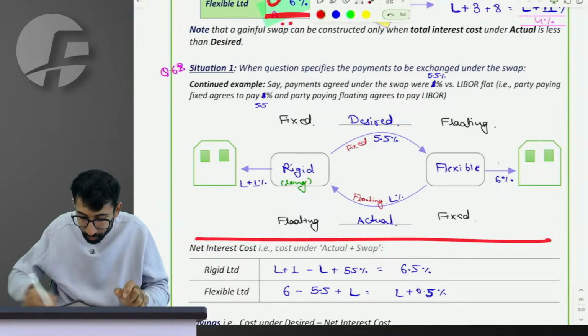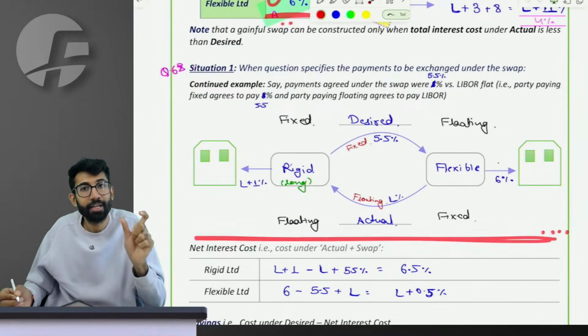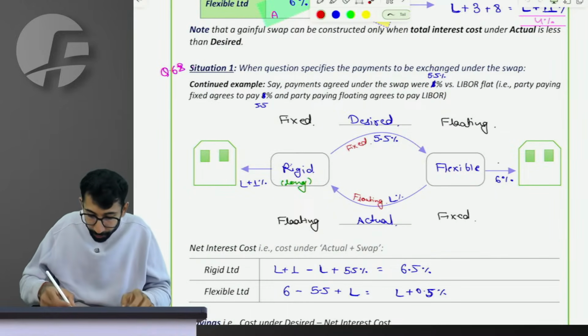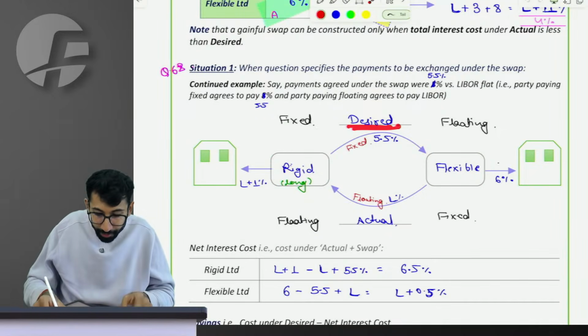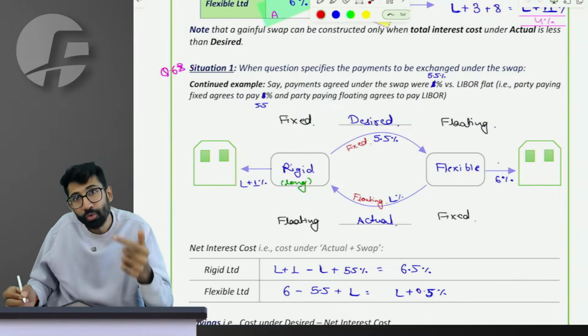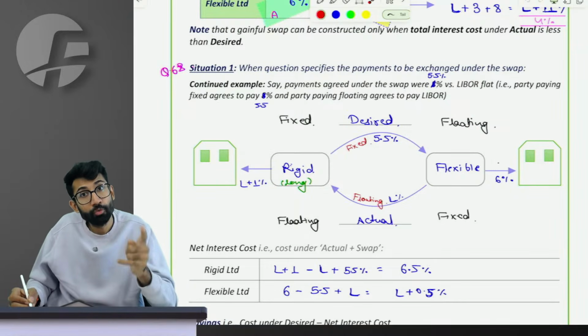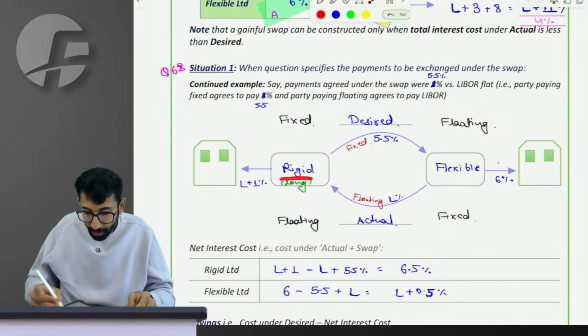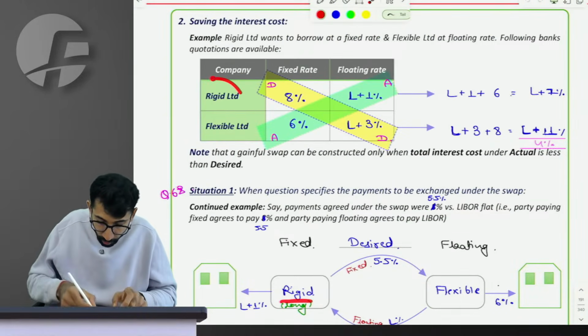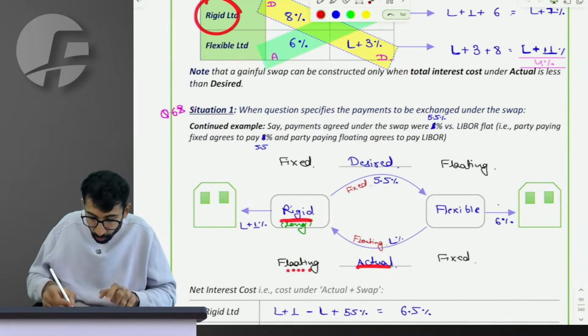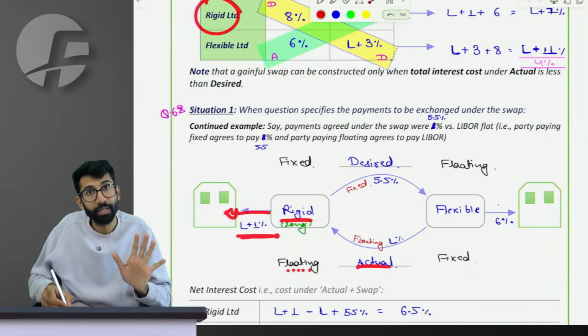For example, in the swap question, if you create this diagram, life will be easy. You first of all mark the two parties, Rigid and Flexible. You write down their desired position. Rigid wants fixed, Flexible wants floating. But then you write down the actual we will make them do because it is cheaper. Rigid Limited, actually you will end up borrowing at floating. So Rigid floating is L+1. So to the bank you actually pay L+1.